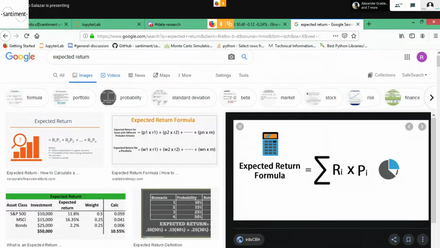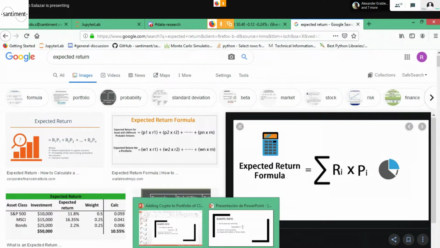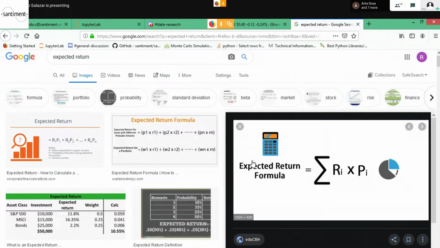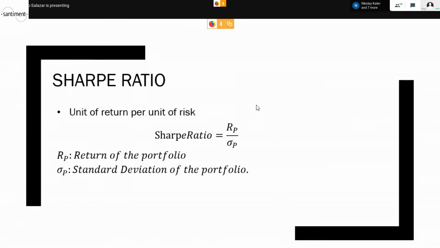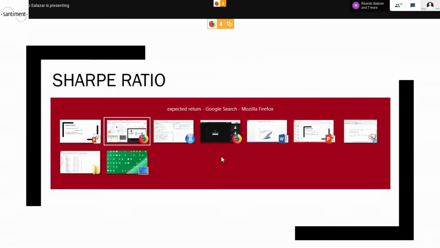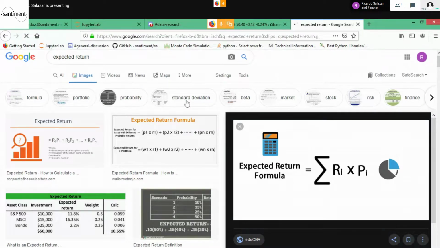Well, is this for just one day? So you just compute the return for one day? Well, you could do it that way, but you could compute the return of a certain period of time. In this case, I use 2 years, and then I multiply by the weight. And this is just one part of the equation of the Sharpe ratio. Also, we have to compute the standard deviation.